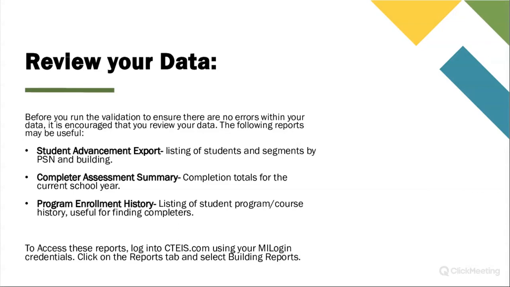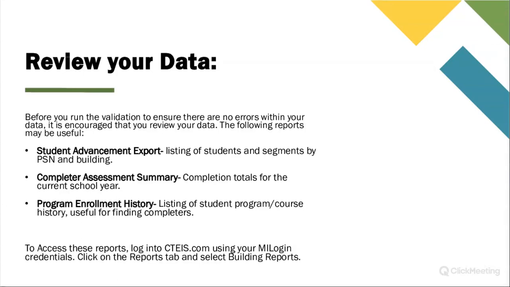And you access these reports by going into the actual CTEIS application using your My Login credentials, and it's under the Reports tab. So again, you want to make sure that all of your information is input correctly. You want to make sure that you are tracking completer status, that you're going to have the completer information that you intend to have. So that's why it's encouraged that you review these reports before you run your validation.